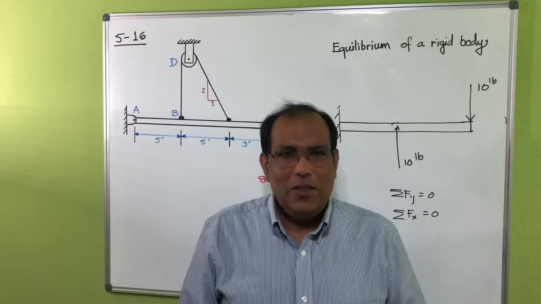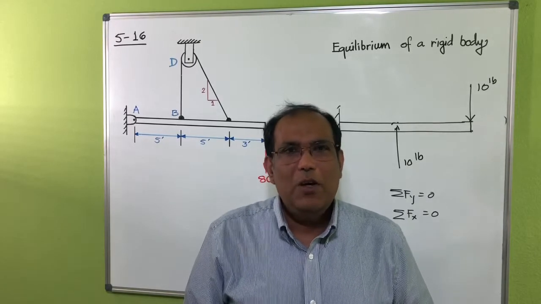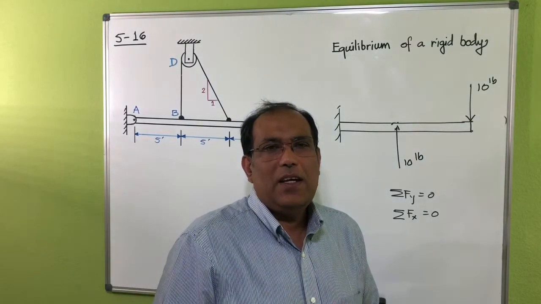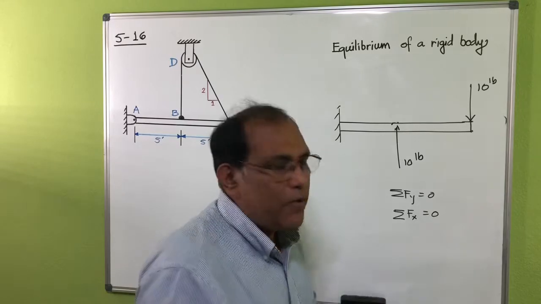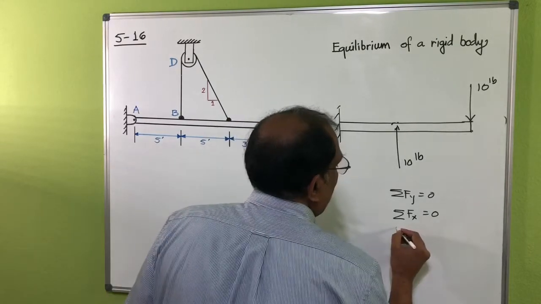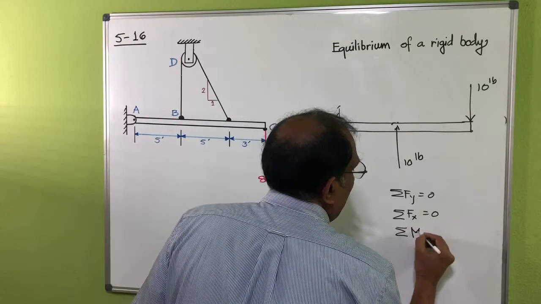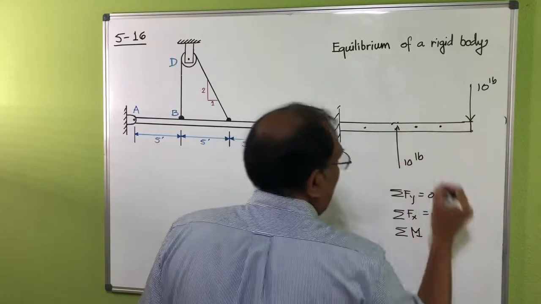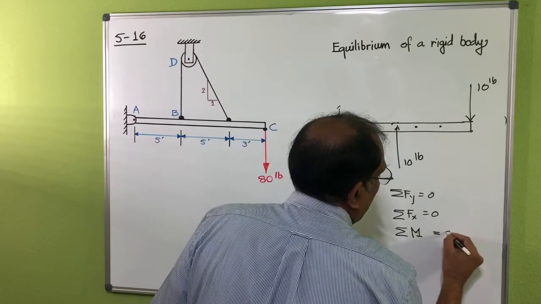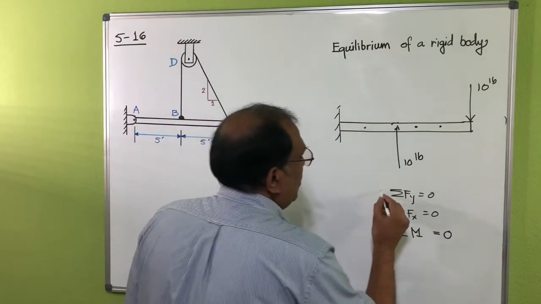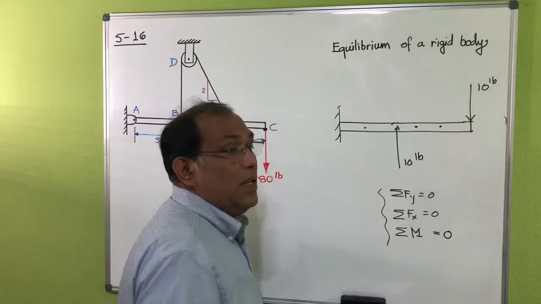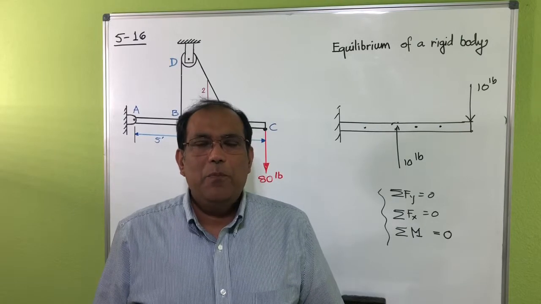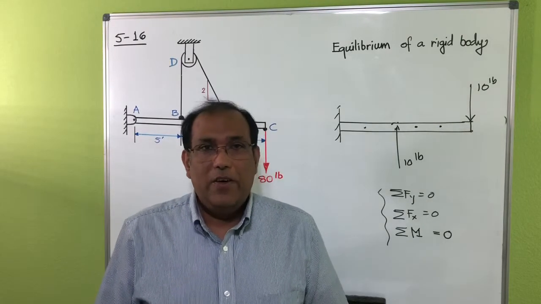So for the condition of equilibrium, we need one more equation to satisfy the equilibrium for a rigid member, which is the summation of moment at any point here. It could be here or here or here. Summation of moment is also 0. So you can see we now have 3 equations, so we can handle 3 unknowns from there, right?